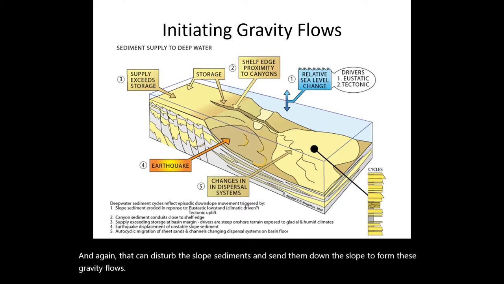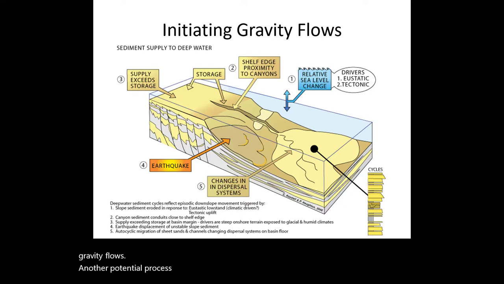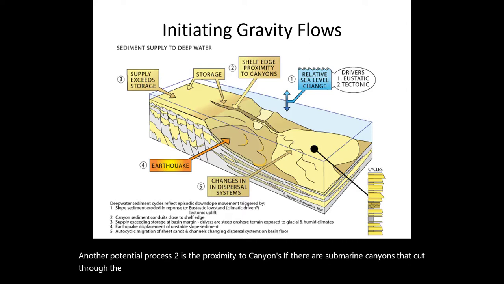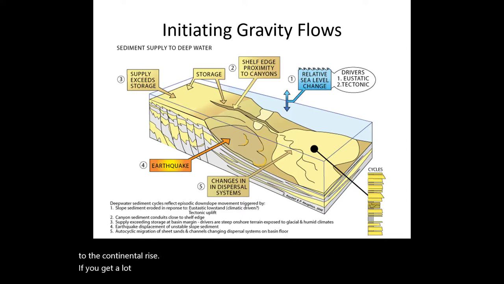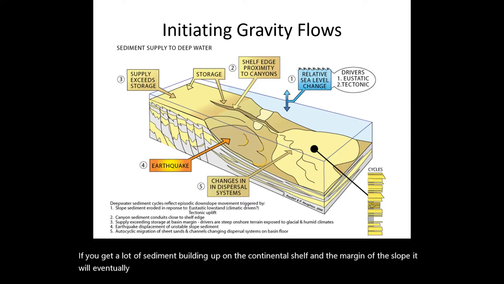Another potential process, number 2, is the proximity to canyons. If there are submarine canyons that cut through the slope, those can be a conduit by which sediment will flow from the shelf out onto the continental rise. If you get a lot of sediment building up on the continental shelf and the margin of the slope, it will eventually collapse down onto the slope and continue to flow down the slope out onto the continental rise.